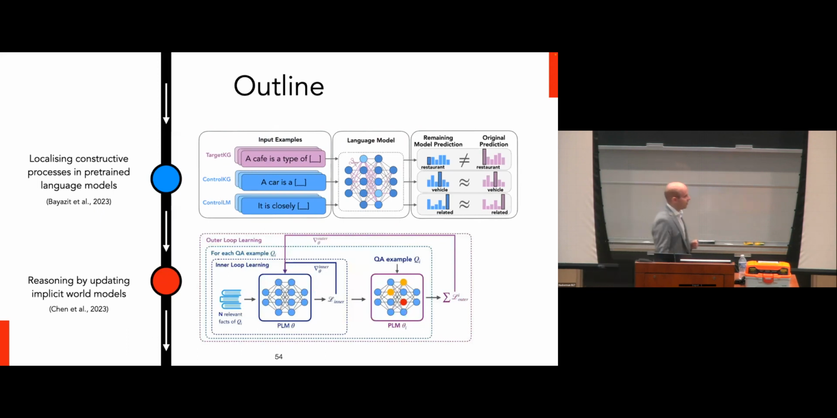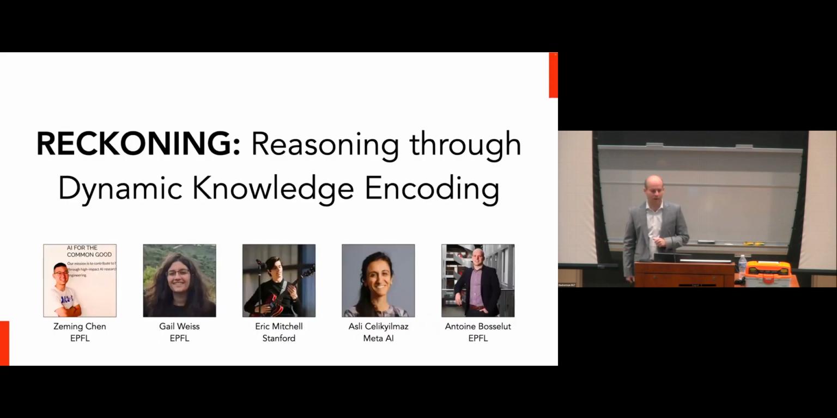So now that we've talked about how we can change the way the model reconstructs knowledge, let's talk about the reverse, how we might change how the model learns to reason about knowledge that it has in the first place. We had this work that is going to be published at NeurIPS this year called RECKONING. That's about reasoning by updating the implicit world models that the model has. This is work by my student Zemming, who goes by Eric, Gail, and then Eric and Asli, who are from Stanford and Meta.